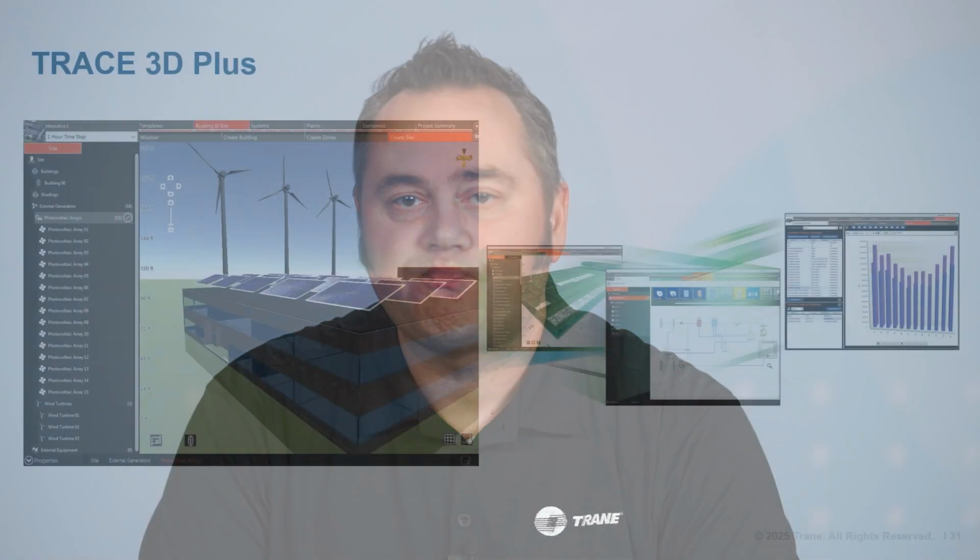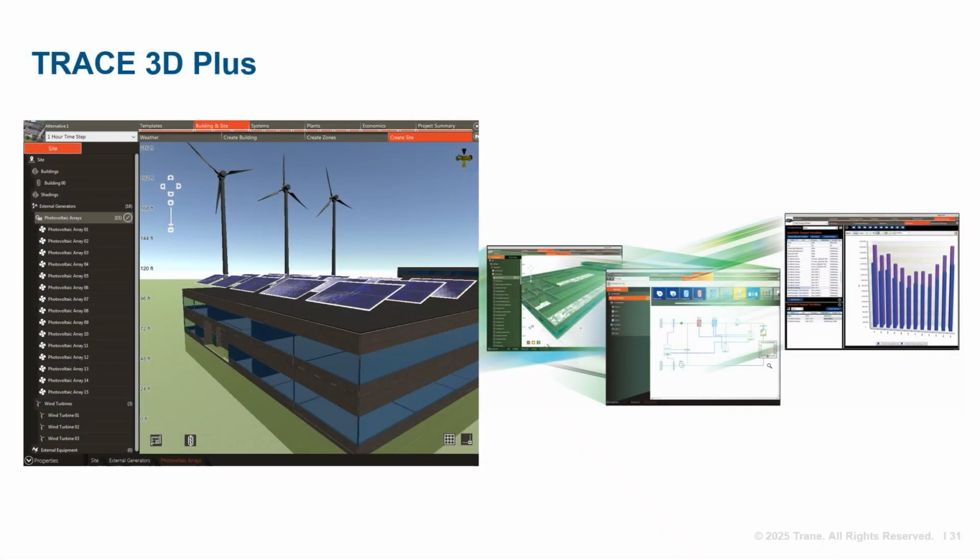Now, to perform this analysis, we use Trace 3D Plus to estimate the annual building energy use, utility costs, and CO2e. Trace is a whole building load design and energy software program that allows us to look at different HVAC configurations and calculate their expected energy use, cost, and emissions. A spreadsheet-based pro forma allows us to make financial projections, and this was used for the life cycle cost analysis.